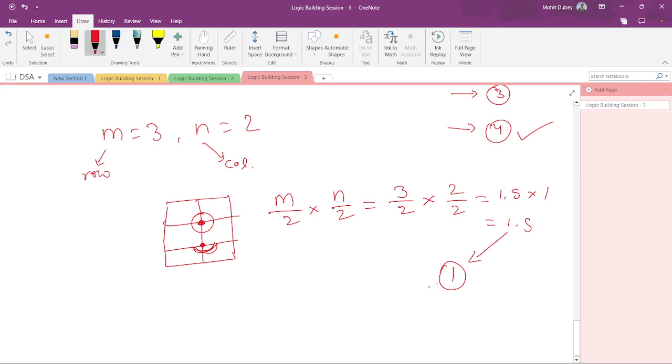If I say the ceil value, this is the integer value and this is the ceil value, so the answer is 2. Hence our answer is right. But we cannot play it like this.